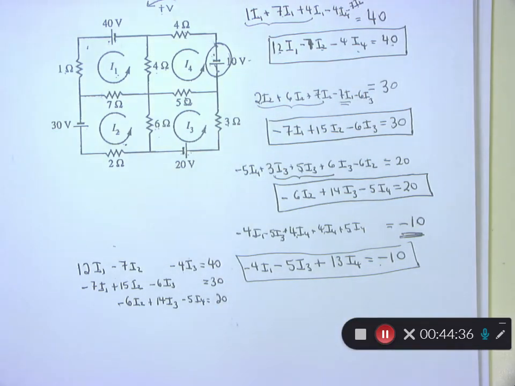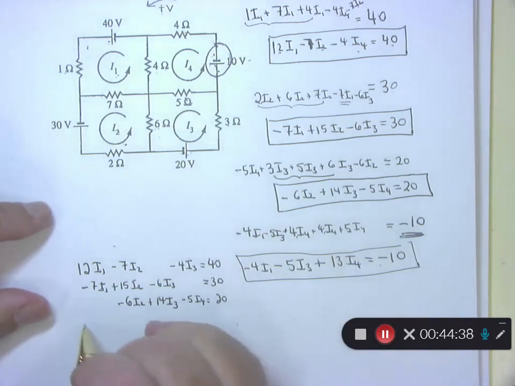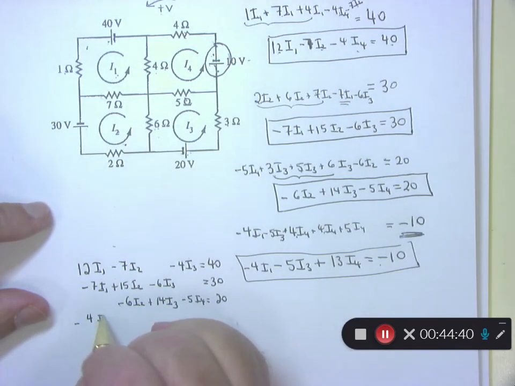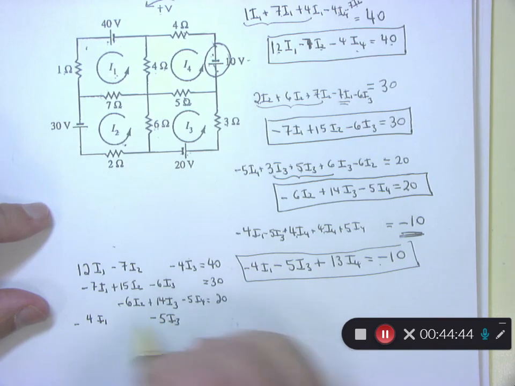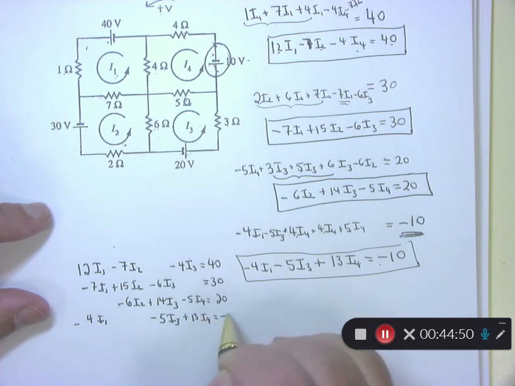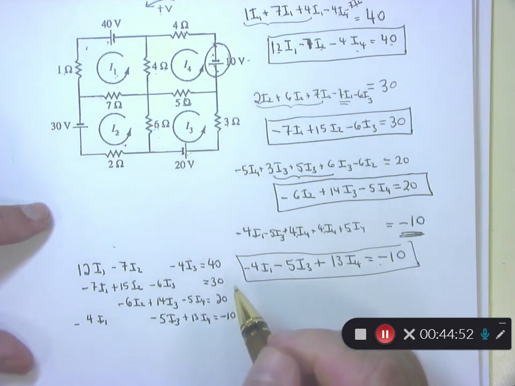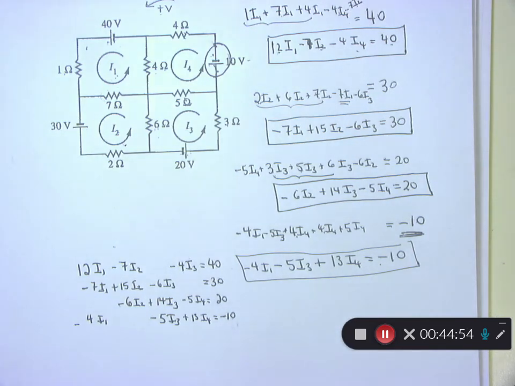And then I have my last equation, which is negative 4 I1 minus 5 I3, there was no I2 there, so I left the space, plus 13 I4, and that was equal to negative 10. Our goal here, to make this circuit valid, is to figure out what the currents I1, I2, I3, I4 happen to be.